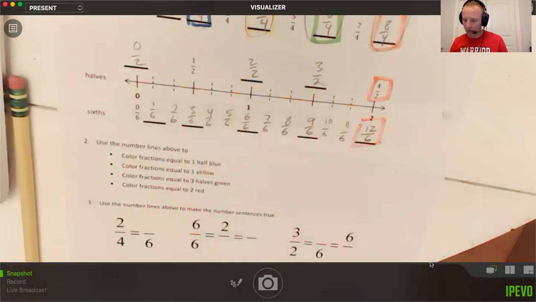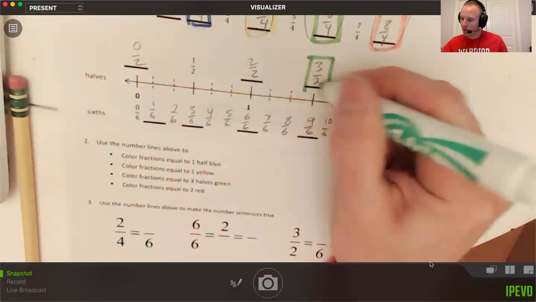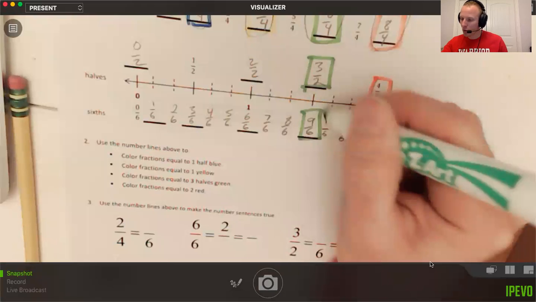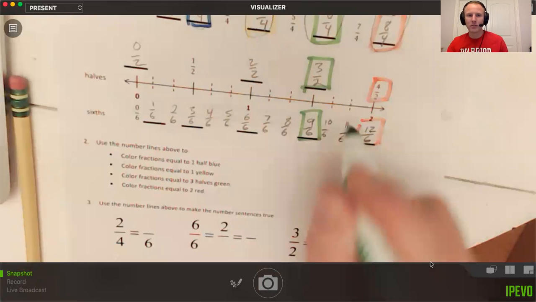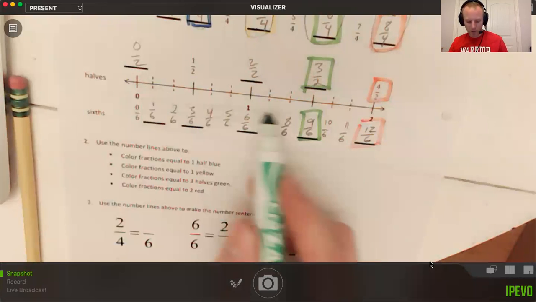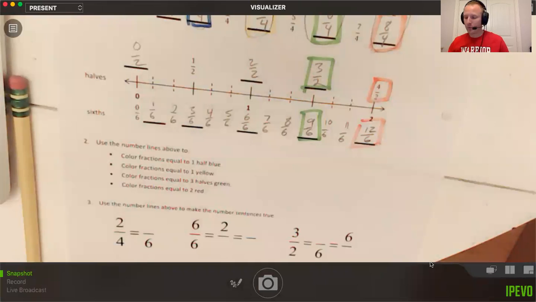Anything equal to 3 halves is green. So in that case, these two things both share the same marking. They're the same distance from 0 on my number line, which means they're equivalent. They're the same size. Anything equal to 1 is in yellow.